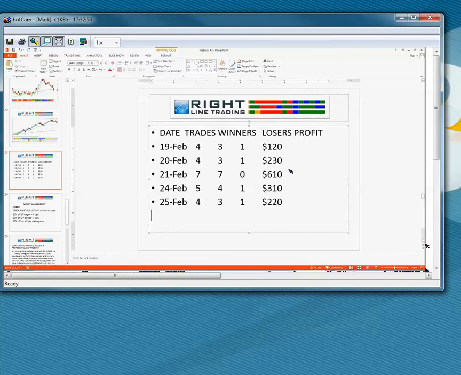But it is taking trades on crude, the Russell, and on gold. And we're going to continue to build it out. We're going to build it out to take trades off the Forex. We're going to build it out on the YM, the Dow, and on the NASDAQ. We're going to put it into different markets.